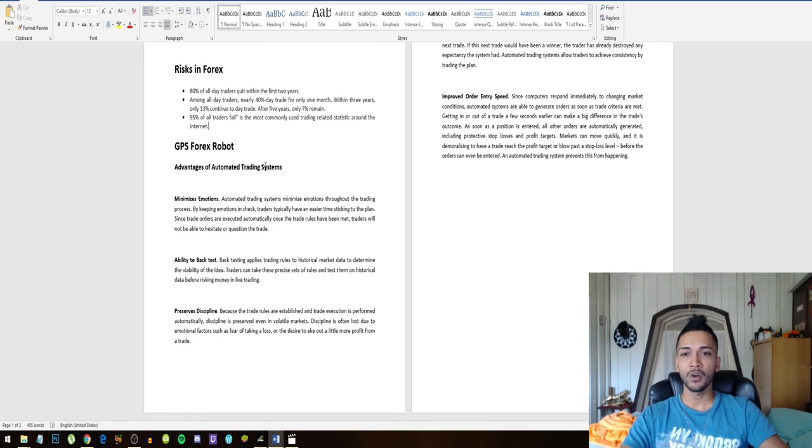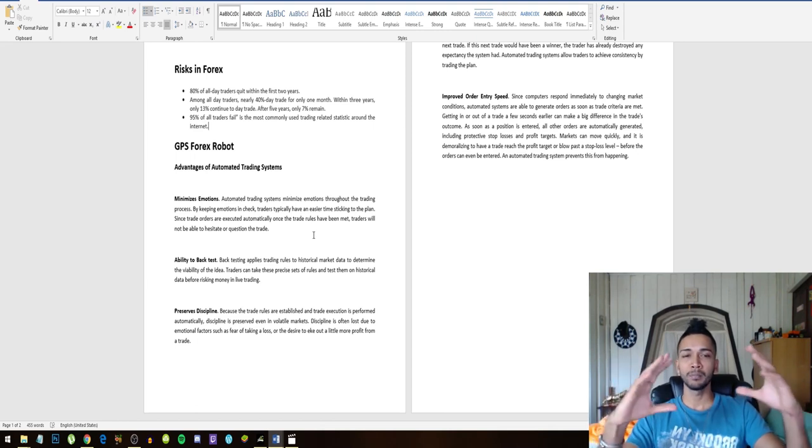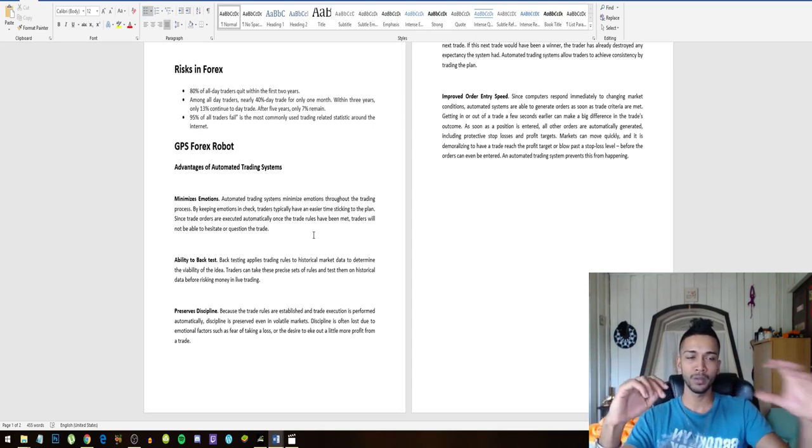So the advantages of automated trading systems, the reason why I say that this solves all these risks involved in Forex, or minimizes them at least, is the first advantage: a bot minimizes emotion. Automated trading systems minimize emotion throughout the trading process. By keeping emotions in check, traders typically have an easier time sticking to the plan. So robots don't have emotions, we all know that, and if there is a plan that has been programmed, it will stick to that plan regardless of what the market does.